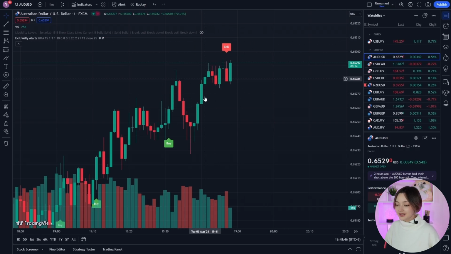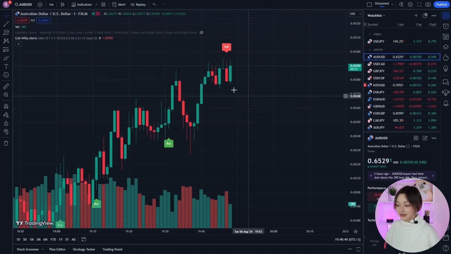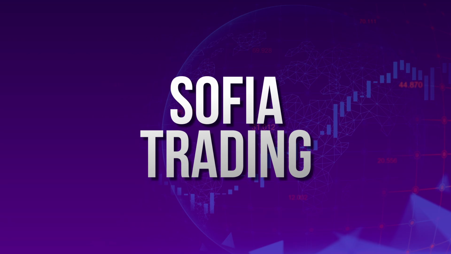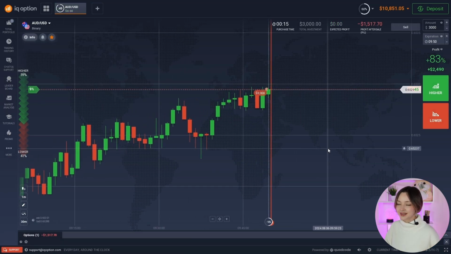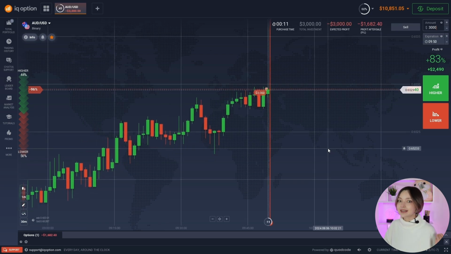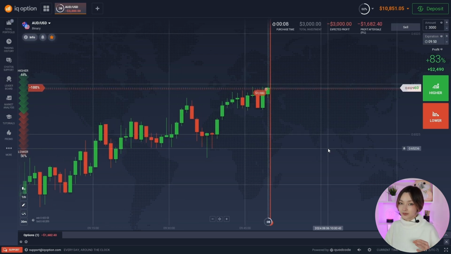So I saw the new signal that appeared on the previous candle. I'm quickly switching to the broker and placing a trade. So my trade is open, 40 seconds are left until it's over. Let's take a look at some additional factors that will confirm the signal.